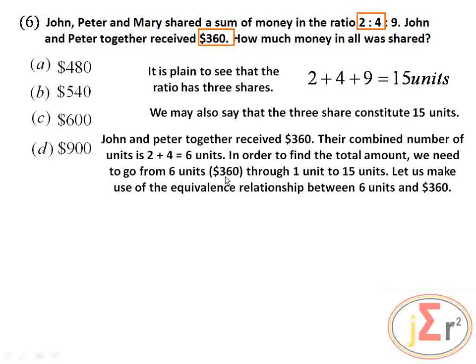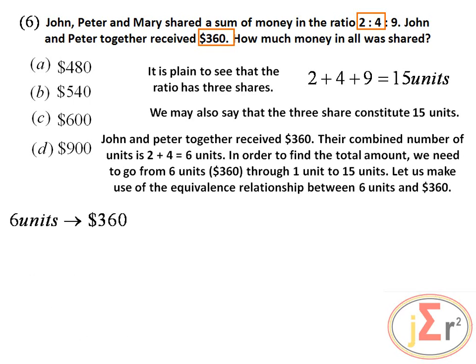So we need to go from 6 units, which is $360, through 1 unit to 15 units, because the problem requires that we determine how much money in all was shared, and all represents 15 units. So we need to move from 6 units, which is the amount of John and Peter together. We will move to 1 unit, then to 15 units.